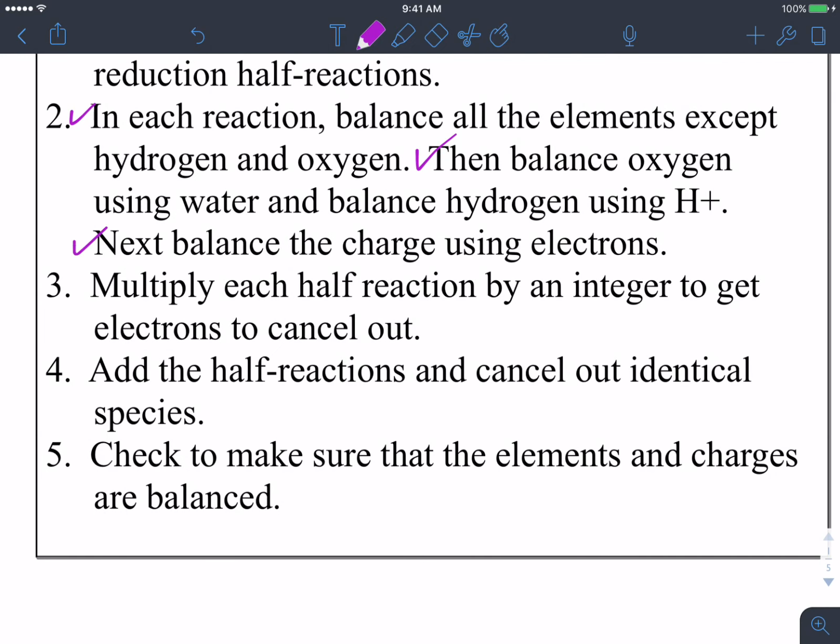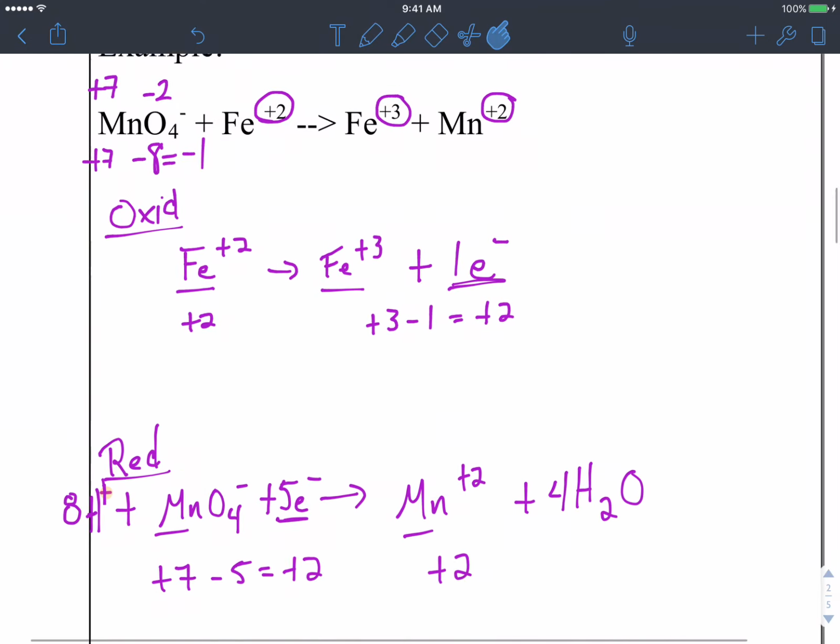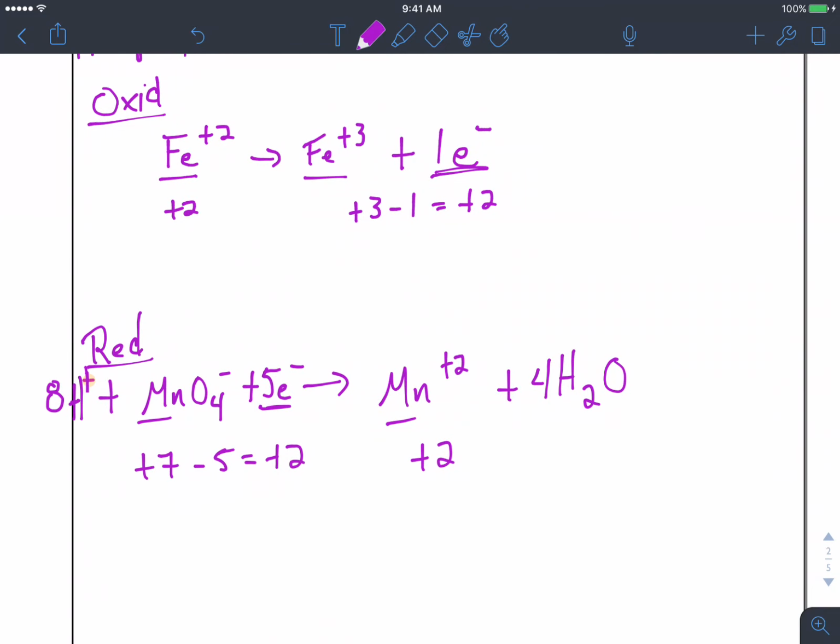So we balanced using electrons. Now it says multiply each half reaction by an integer to get electrons to cancel out. Okay, so we have 1 electron on the right side in the oxidation reaction. We have 5 electrons on the left side in the reduction reaction. We need to get it to be 5 and 5.